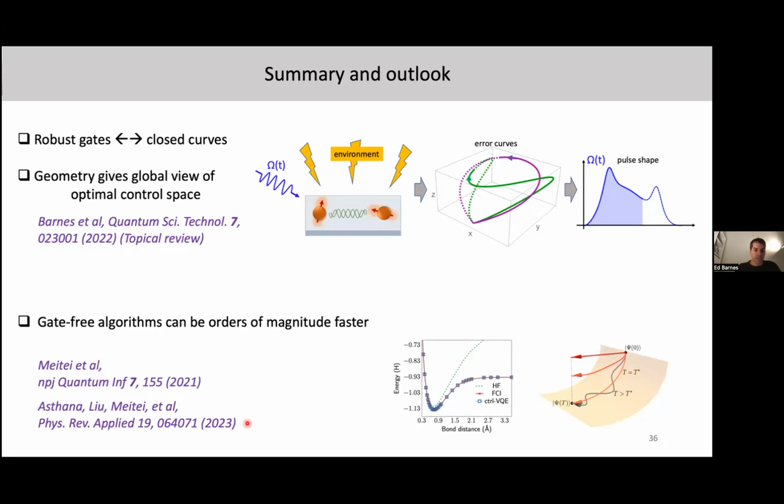And then I also talked about gate-free algorithms in the first part of the talk, ways to speed up dramatically the time it takes to prepare target states for quantum simulation on a quantum processor without using gates. So with that, I'll answer any other questions, and yeah, thanks.